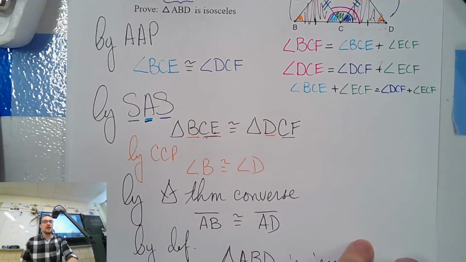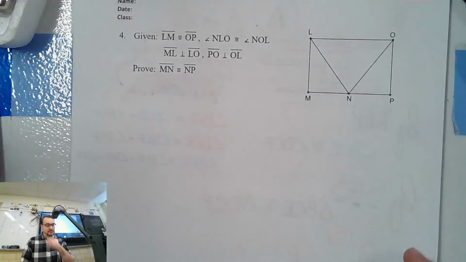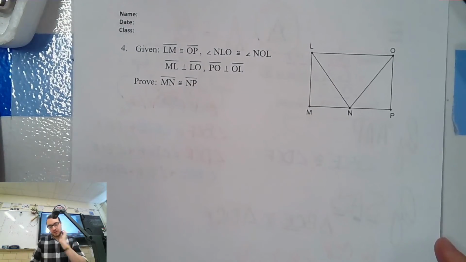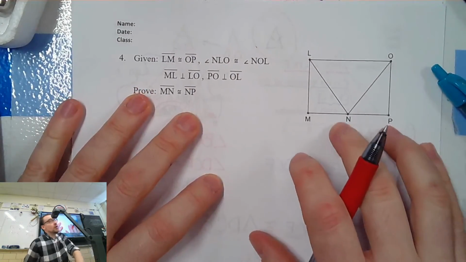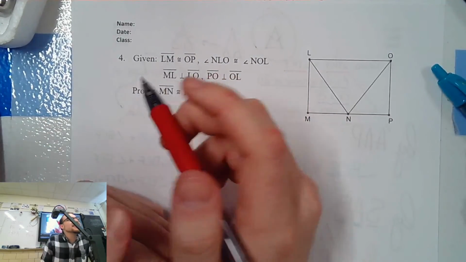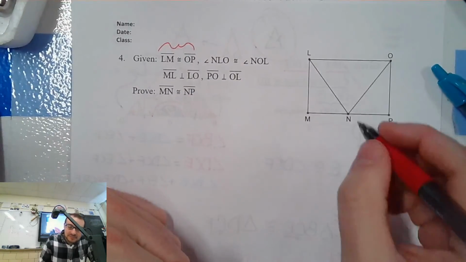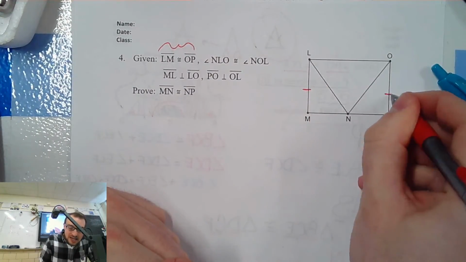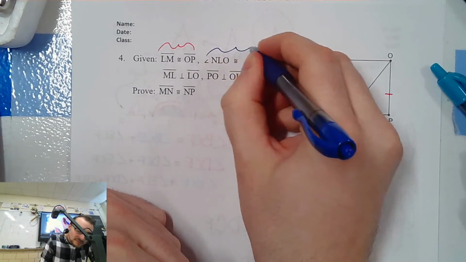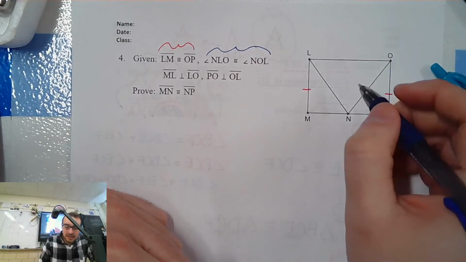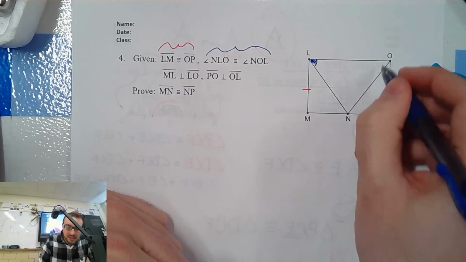All right. 4. Ooh, 5 could be homework, not 4. All right, let's do 4 together. LM and OP are congruent. So LM is this, OP is that. NLO is this angle. And NOL is this angle.